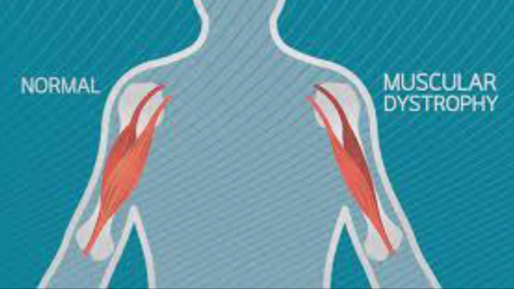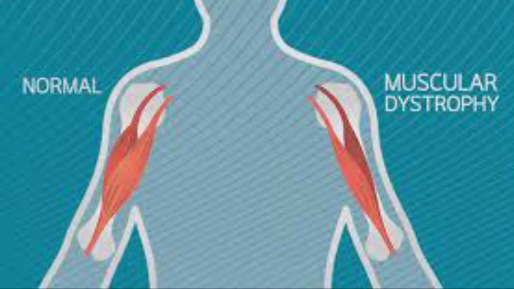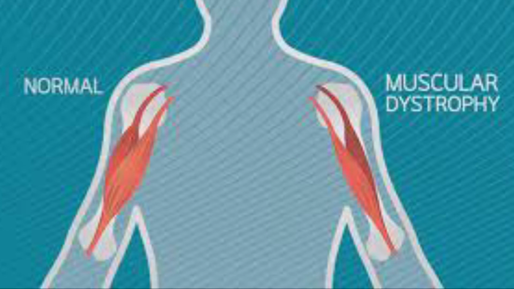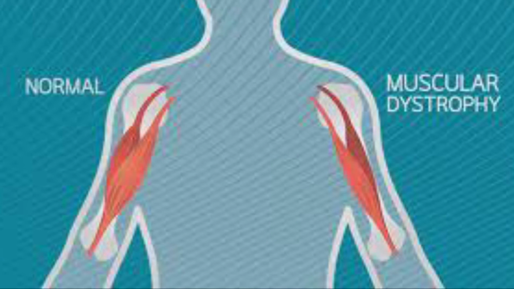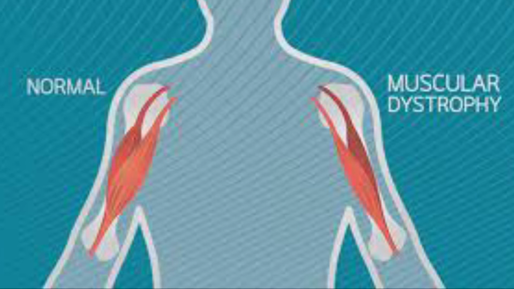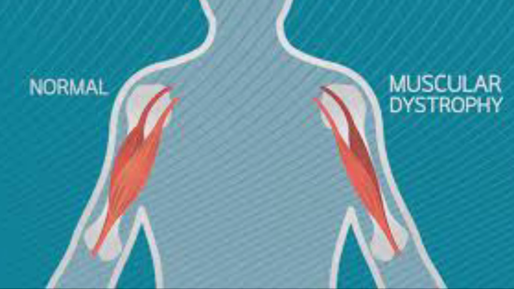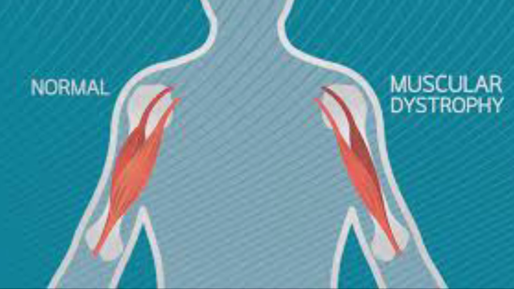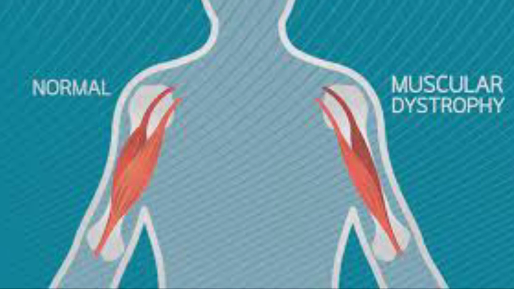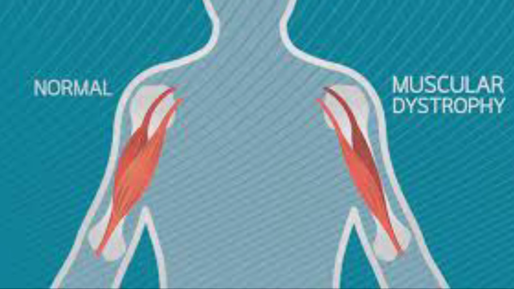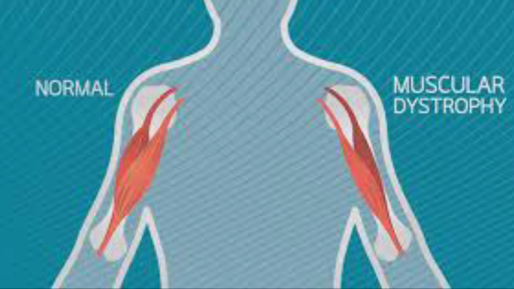The most common form of this disease is known as Duchenne muscular dystrophy. It is caused by a lack of dystrophin, which is a protein that connects the cytoskeleton of a muscle fiber to the surrounding extracellular matrix through the cell membrane. In other words, dystrophin works to strengthen muscle fibers and protect them from injury while muscles are contracting and relaxing.